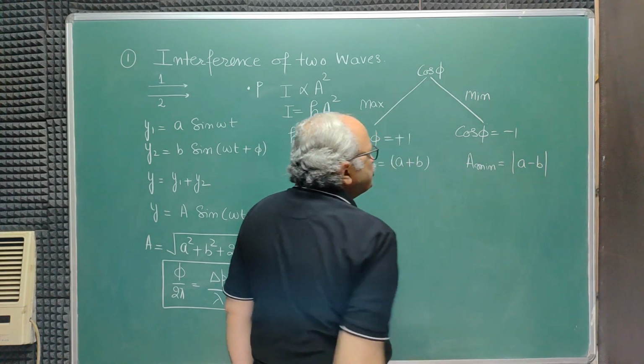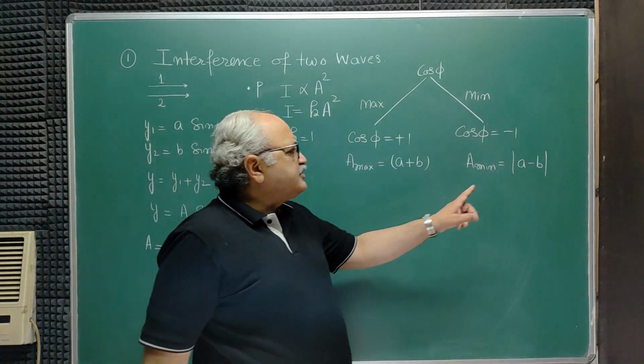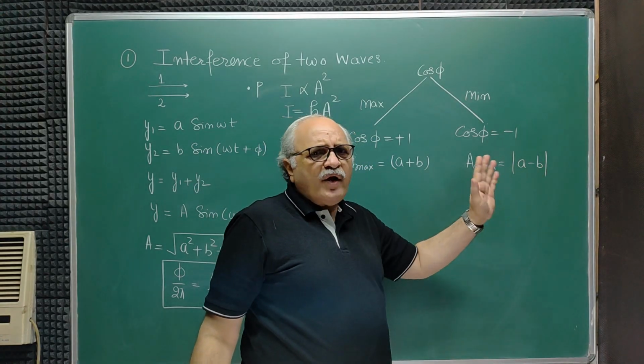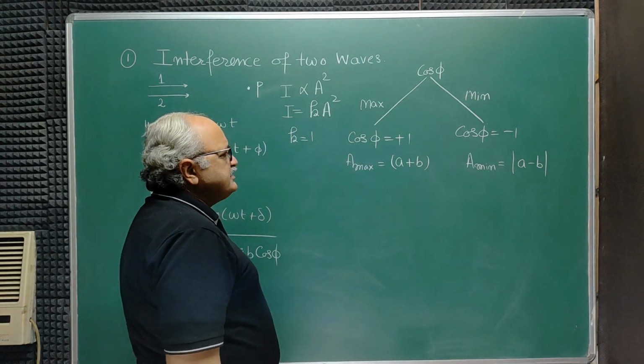So the maximum amplitude is going to be A plus B, and the minimum amplitude is going to be modulus of A minus B. I used a modulus sign here because it is possible A may be more or B may be more, right? So we are avoiding the negative of this difference. That's the reason.